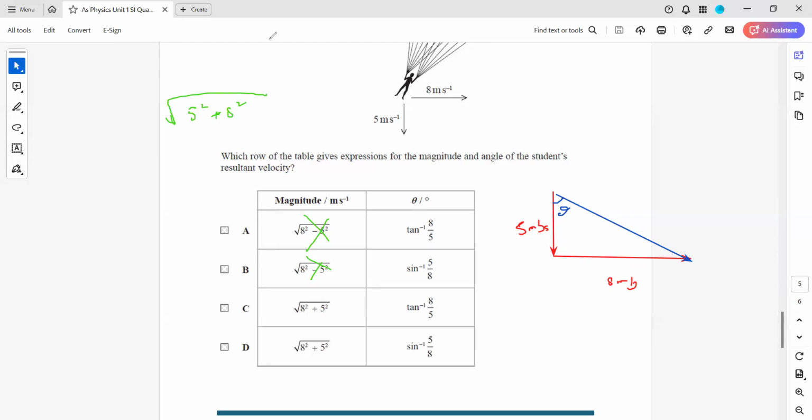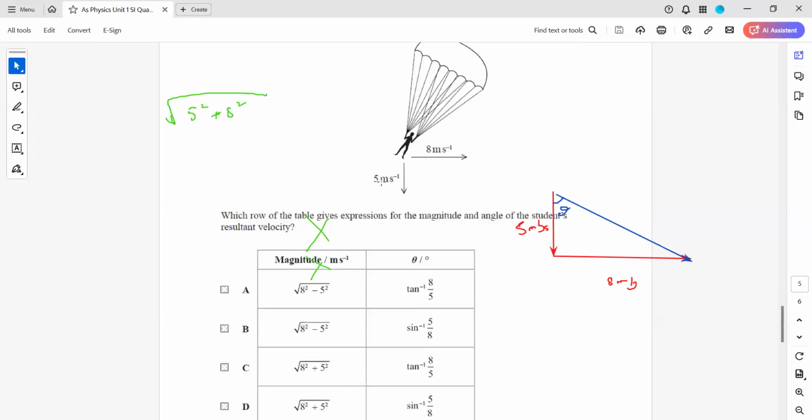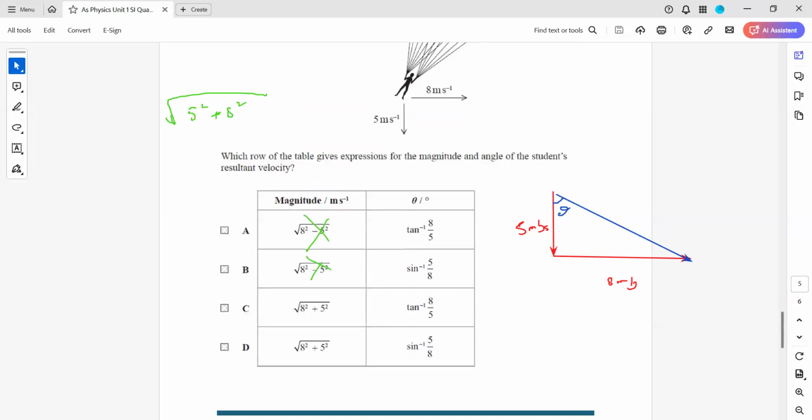For this right angle triangle, we have to label the parts. The resultant is the hypotenuse for the perpendicular vectors. The angle is always between the base and the hypotenuse. So if one side is the hypotenuse, this will be the base. And the side opposite to the angle is the perpendicular. So here is the perpendicular.